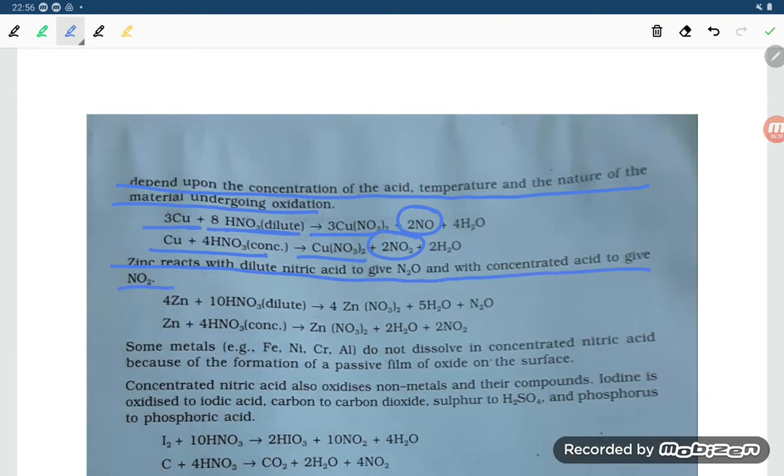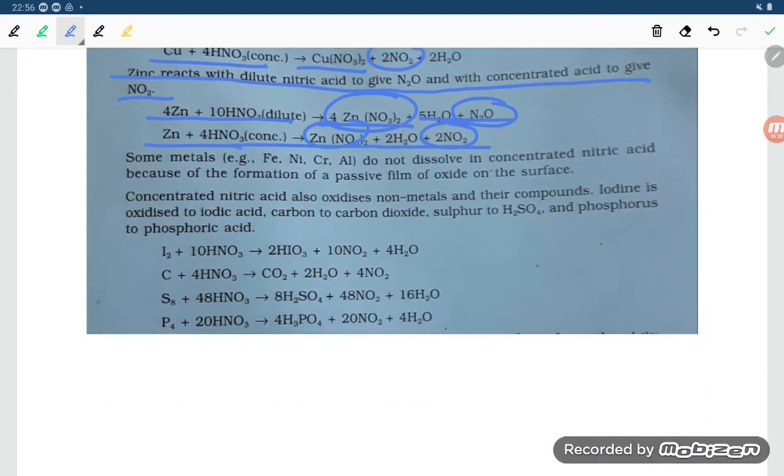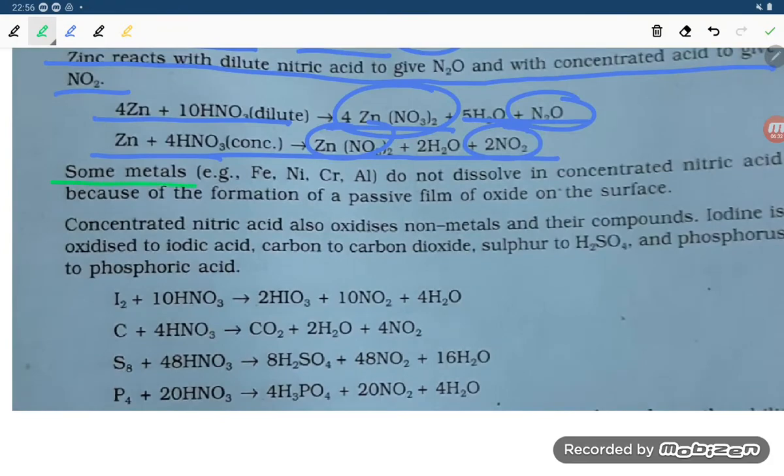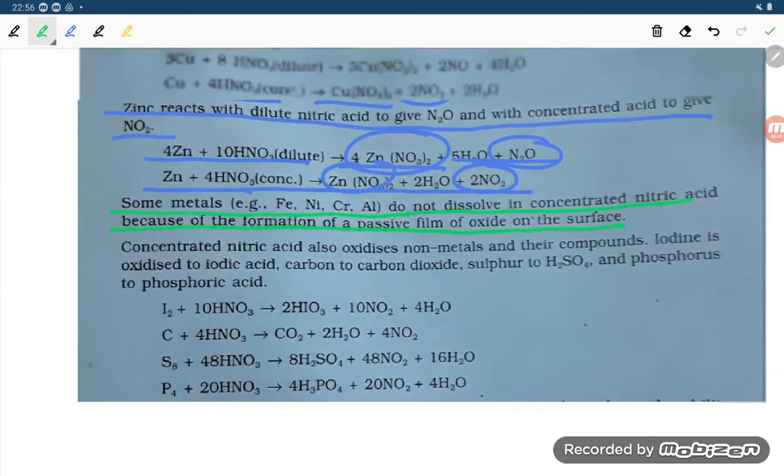Zinc reacting with 10 moles of HNO3 gives zinc nitrate plus 5H2O plus N2O, and zinc with 4HNO3 gives zinc nitrate plus NO2. Zinc nitrate is common, but the N2O and NO2 are different. Some metals like Fe, Ni, Cr, and Al do not dissolve in concentrated nitric acid because of the formation of a passive oxide film on the surface.